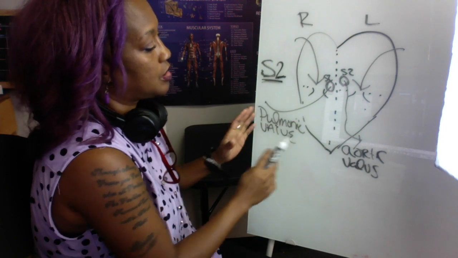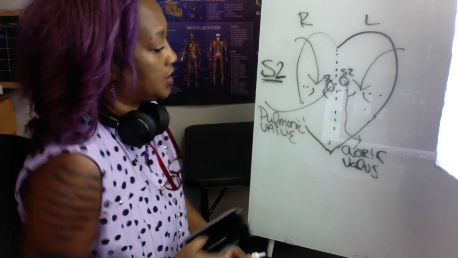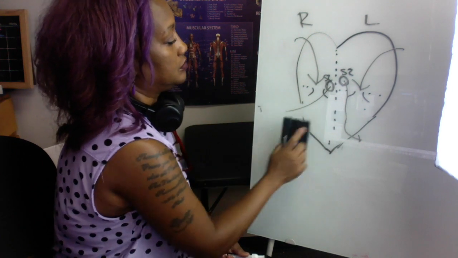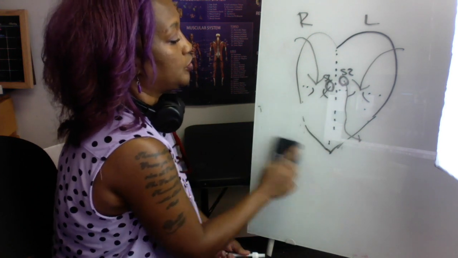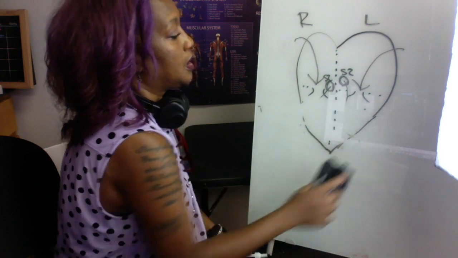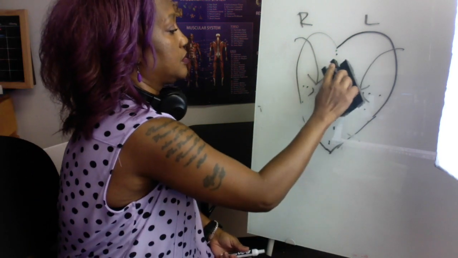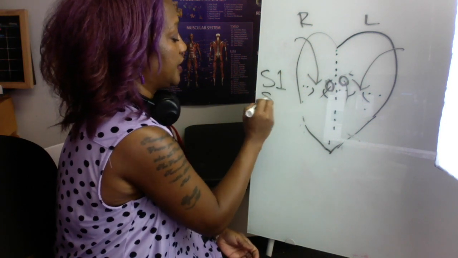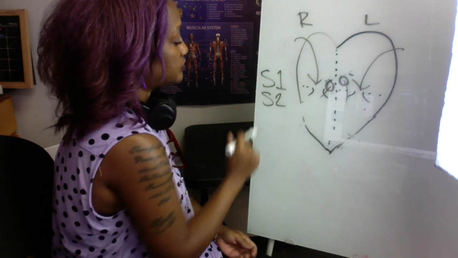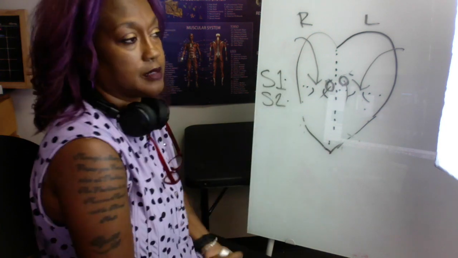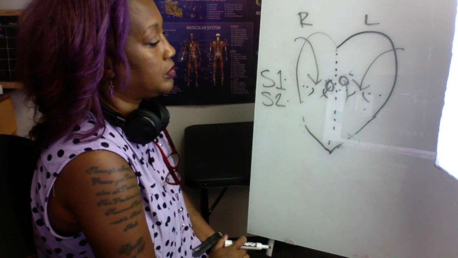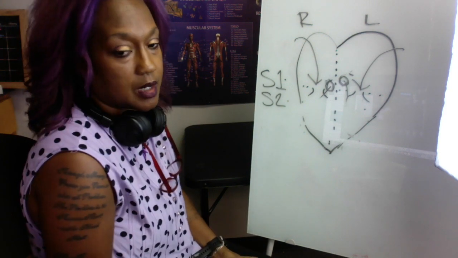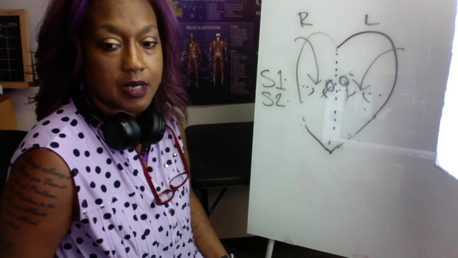All right? So, I'm going to erase that. Give us some room here. All right. So, we've got S1 and we've got S2. First sound, second sound. And you already know what it represents, the closures. But we also need to talk about, and let me just kind of clean this up.